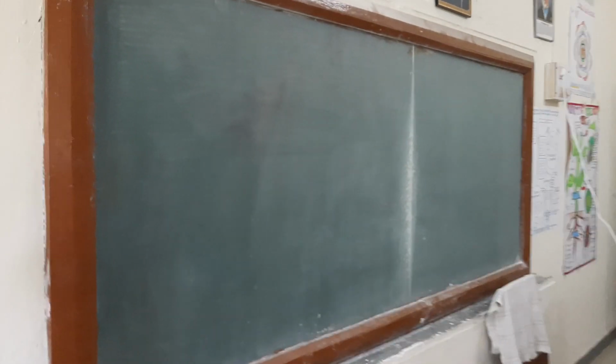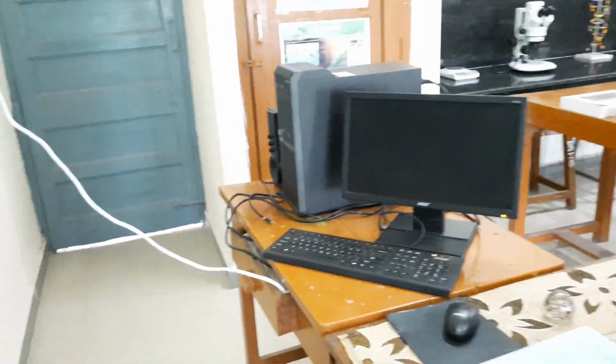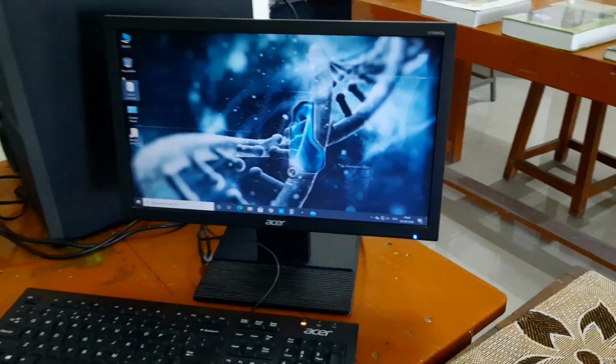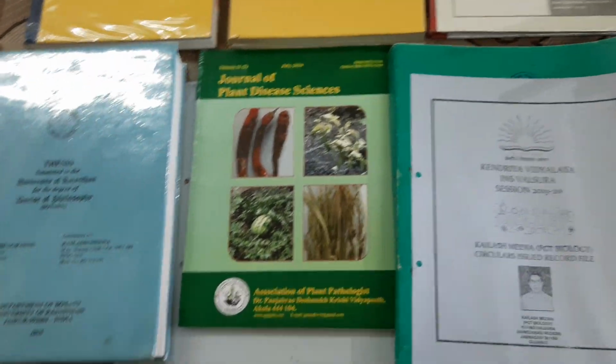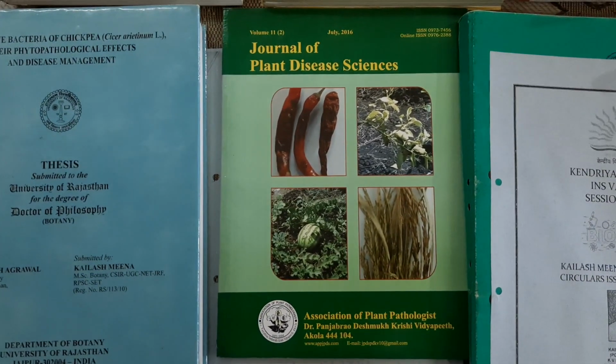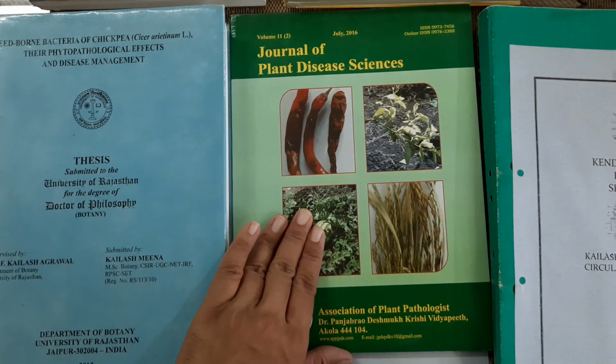Now we have one green board. If you want to explain some analysis, some chemicals, some calculations, we need a board to teach students. And then we have a computer system. If we want to show virtual specimens to students, we have a computer system. Then we have some books. For example, I have my PhD thesis and a journal in which my scientific paper was published when I was a PhD student, when I was doing research.